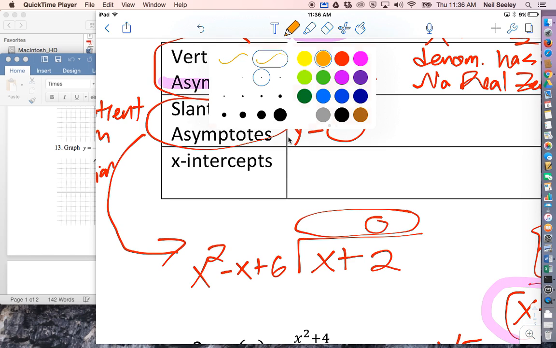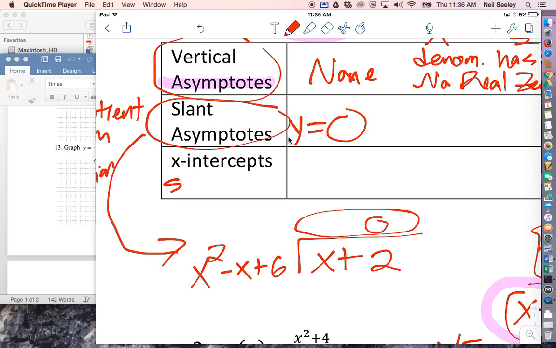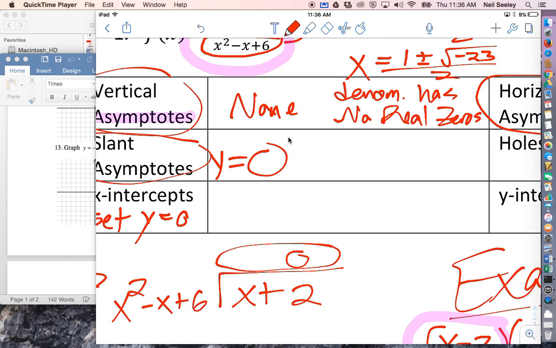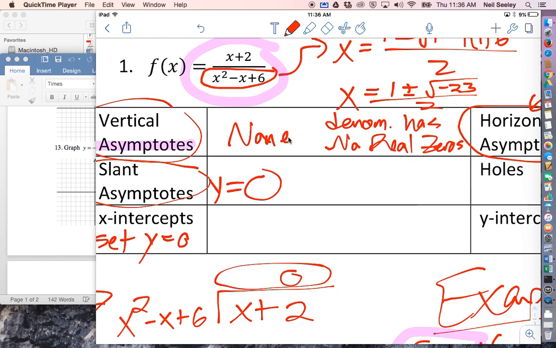X-intercepts. X-intercepts are when you set y equal to 0. And for this that means the whole expression. You can think of the f of x function as being your y in a sense, or your output. You just set the whole thing equal to 0.